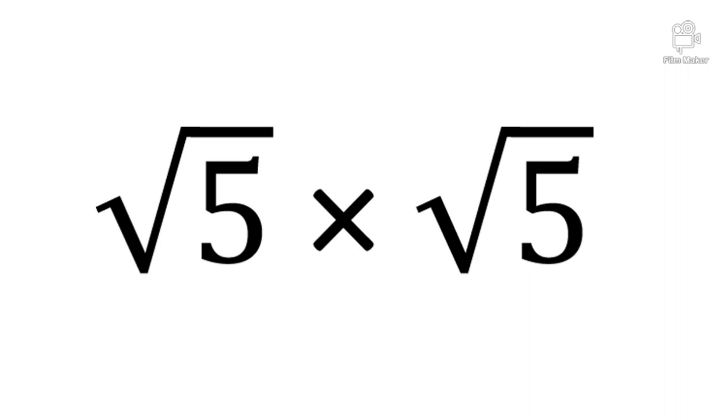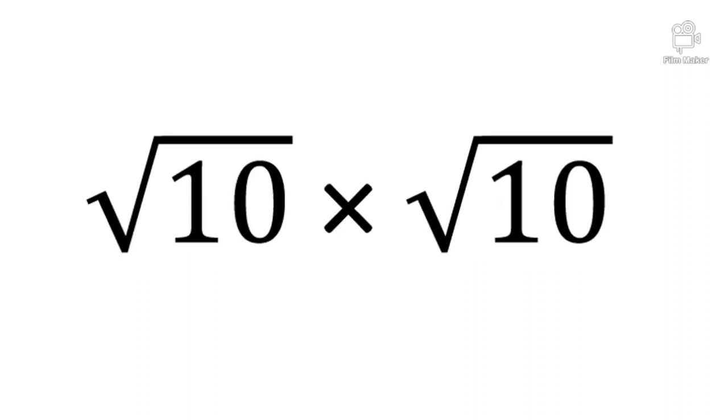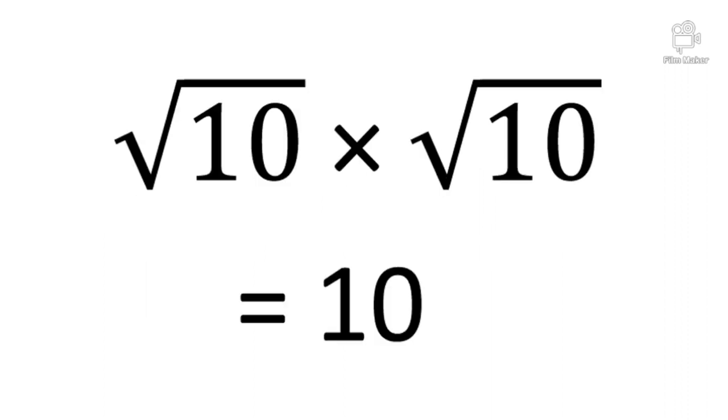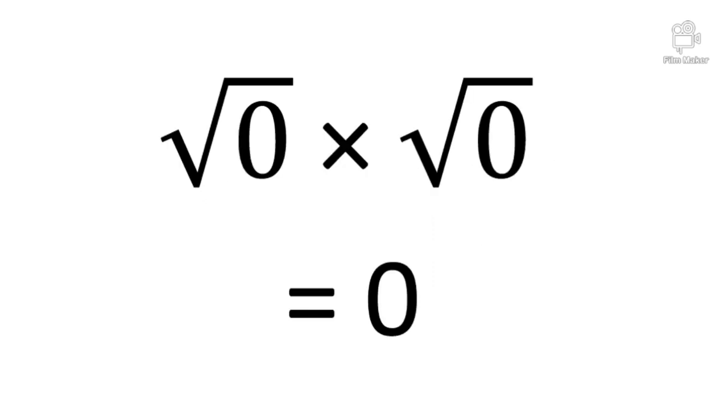Root over 5 multiplied by root over 5 is equal to 5. Root over 10 multiplied by root over 10 is equal to 10. Root over 0 multiplied by root over 0 is equal to 0.